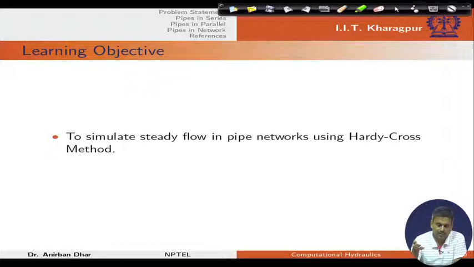In that one we consider a steady discharge condition, and we start with some arbitrary values, but we need to assign those arbitrary values by satisfying the continuity condition at different junctions. So, let us discuss the basics of this particular method.